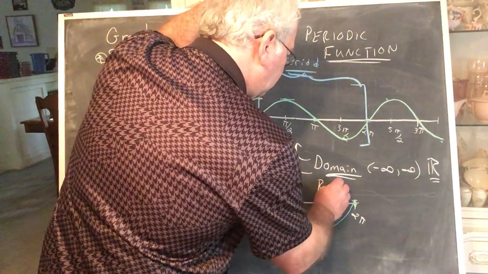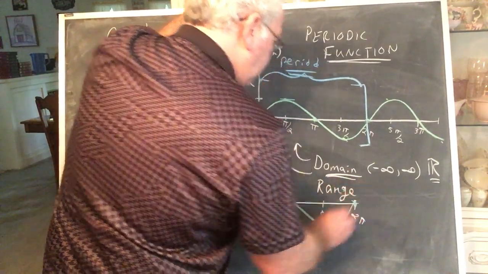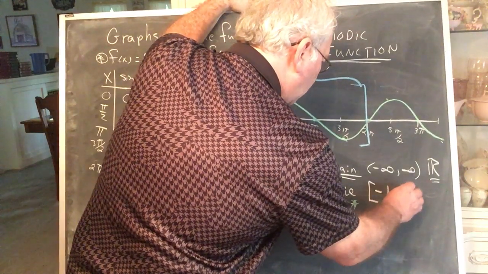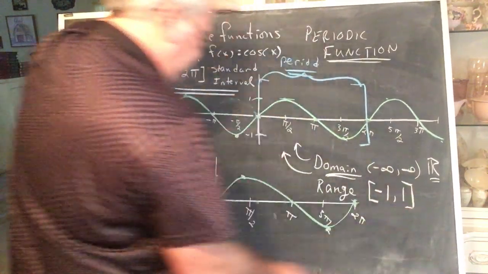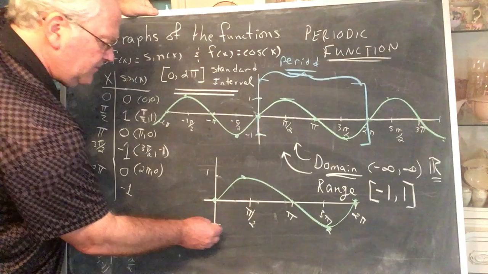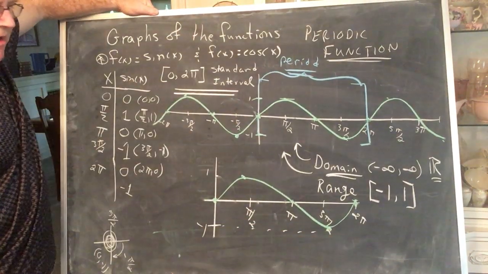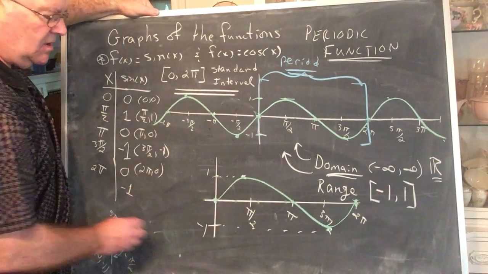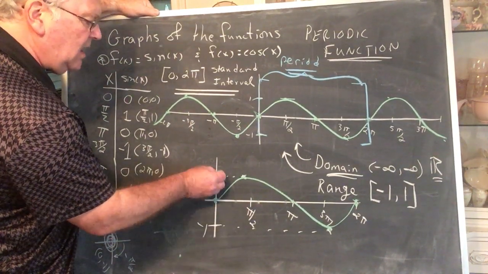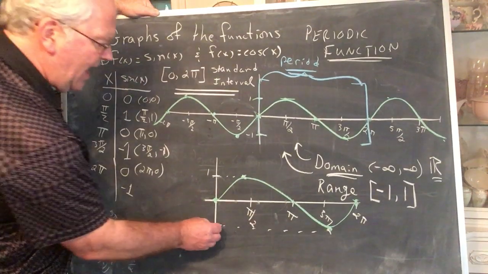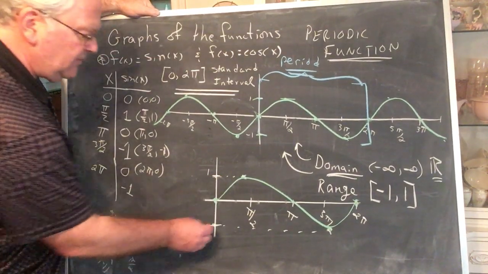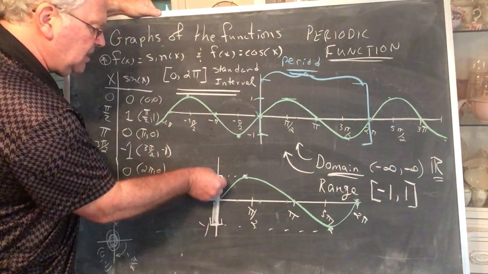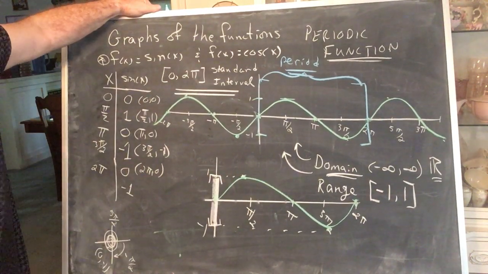The range consists of the y-axis values. It is the interval from -1 to 1. Notice the minimum value is -1. That occurs at 3 pi over 2. The maximum value is at 1. That occurs at pi over 2. The minimum value is -1. The maximum value is +1. And those values actually are achieved. And so the range of the function consists of the values from -1 to 1.